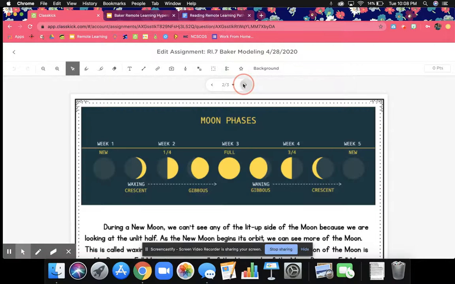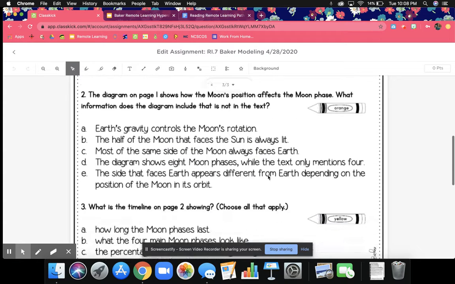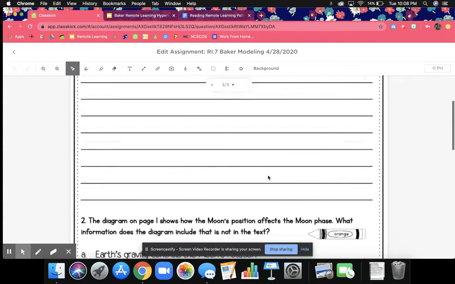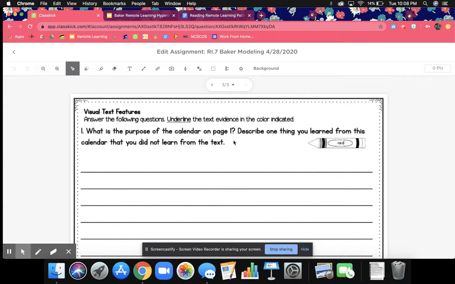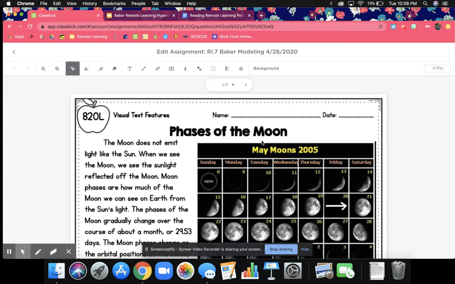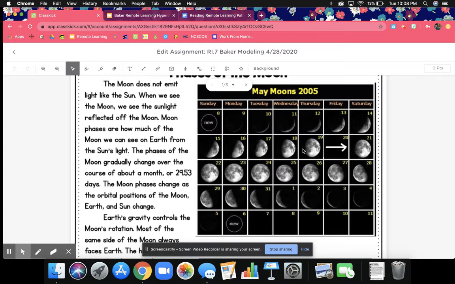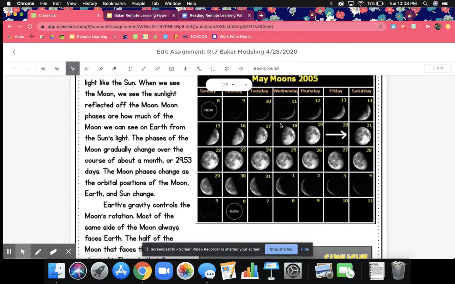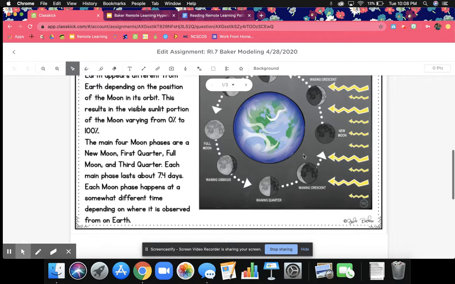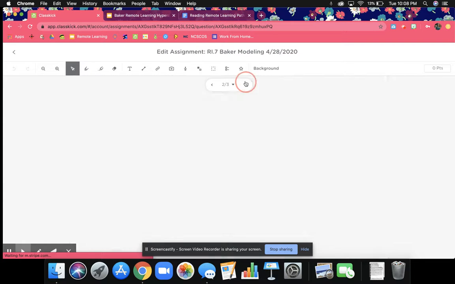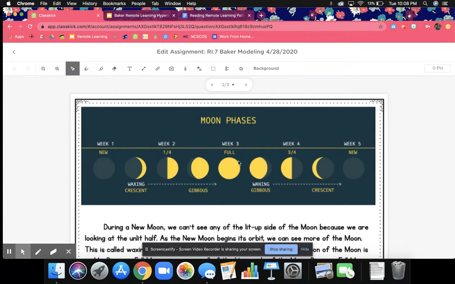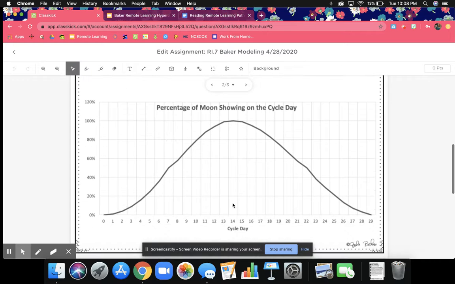The first day, you are going to do questions 1 through 3, and the second day, you'll do the rest of the questions just like I am. So remember, we have text features. So we have this calendar, which you see this is a visual. We have this diagram, which is a visual. We have this diagram, which is also visual, and this graph. So you're seeing all of this information visually.